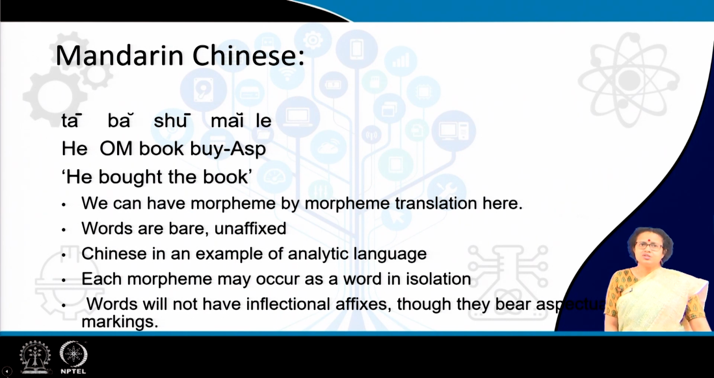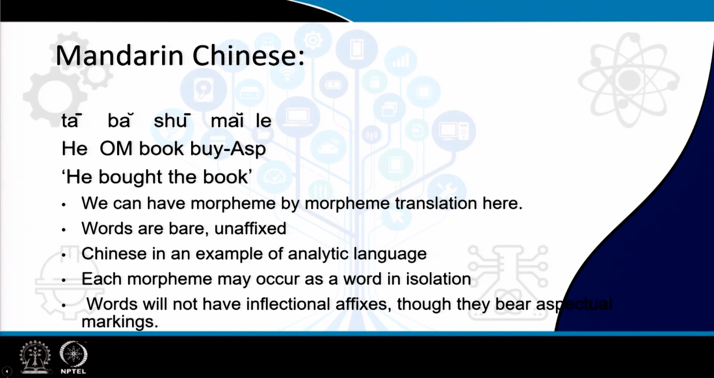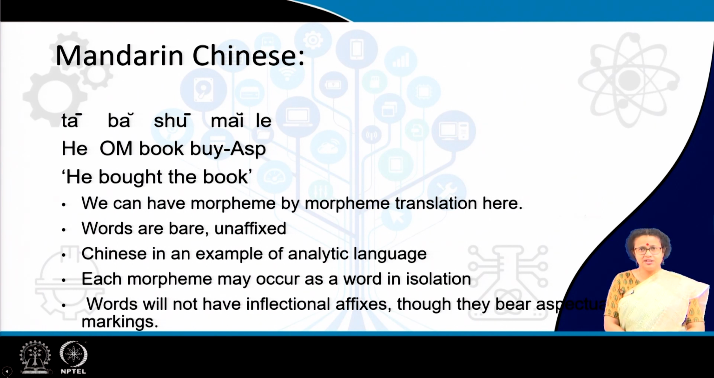We can have morpheme by morpheme translation here, and we can see that the words are bare, unaffixed. You will not find affixes; these are small components, and each morpheme may occur as a word in isolation. This is very important. Words will not have inflectional affixes, though they bear aspectual markings. You see, le here is the aspect marker.